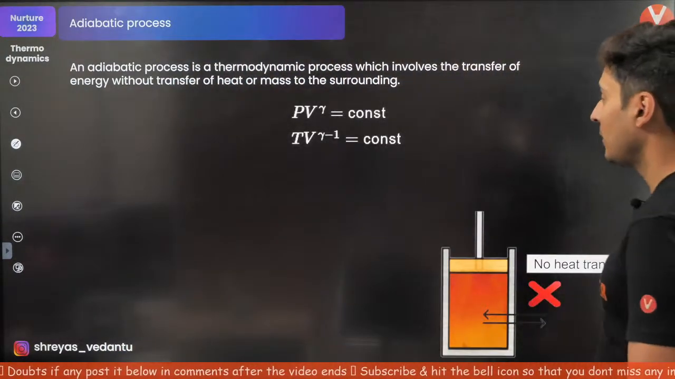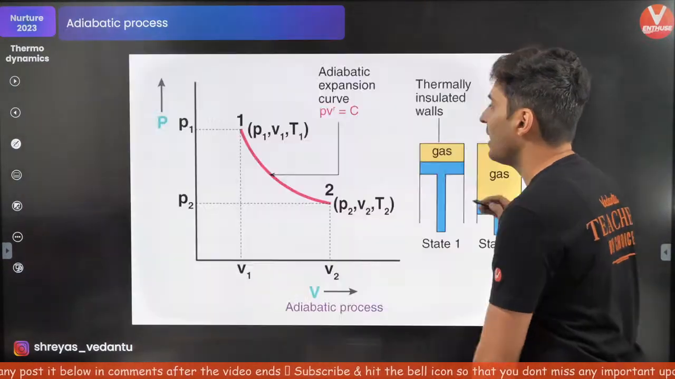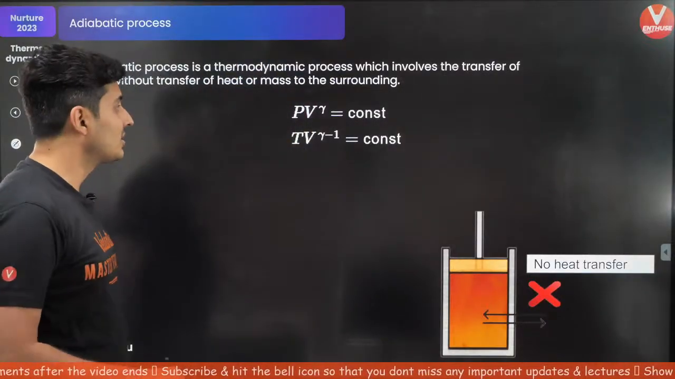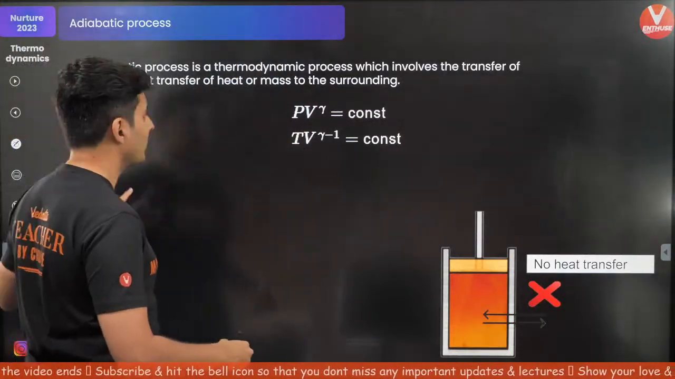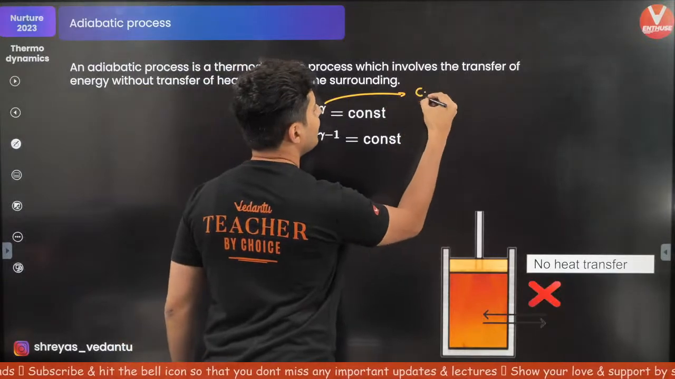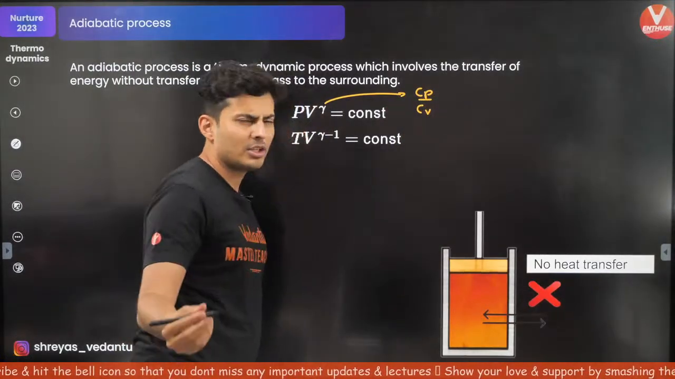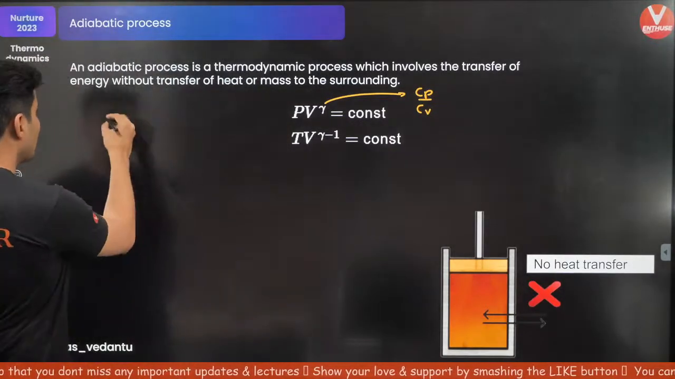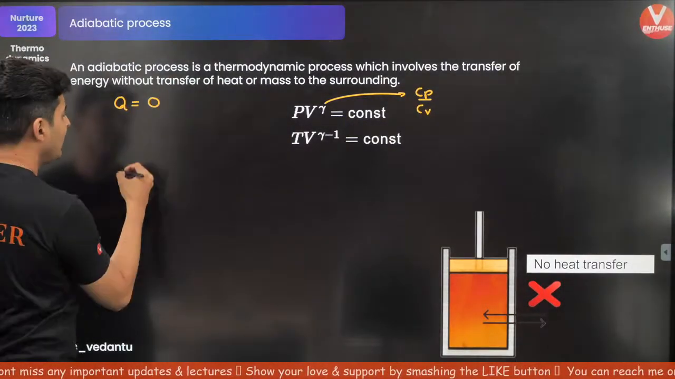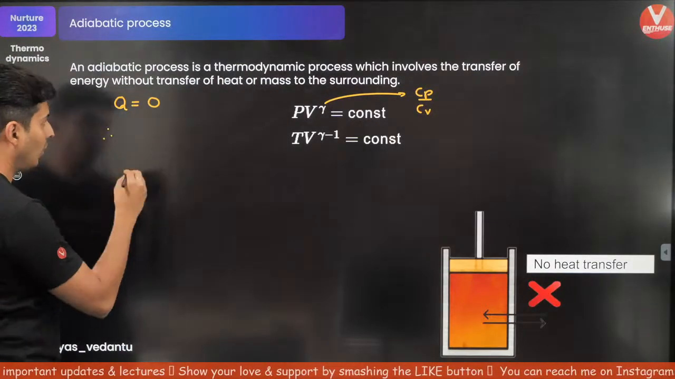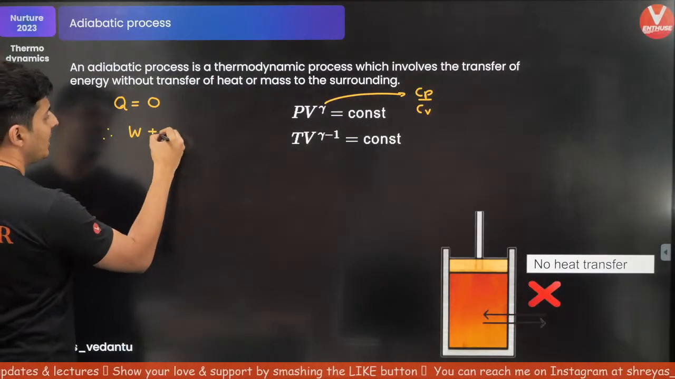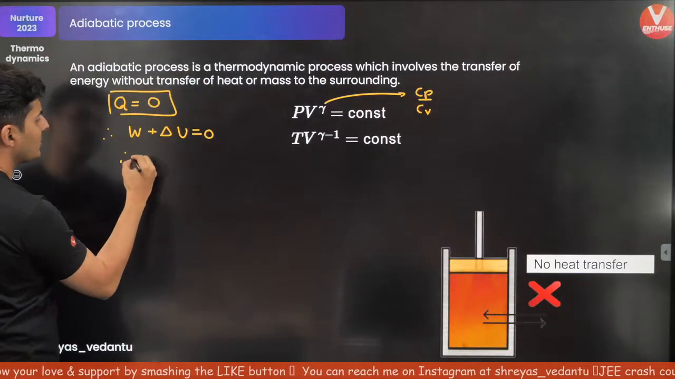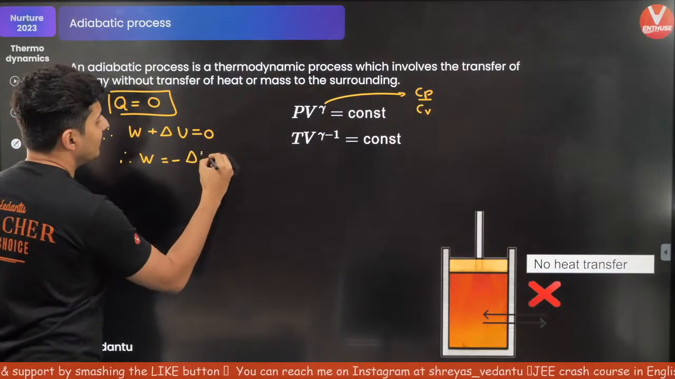And I can also say PV raised to gamma is a constant. Gamma is your Cp by Cv ratio, which you have studied back in kinetic theory of gases. This is constant. Q is of course 0. Therefore work plus delta U is 0. So Q is 0, work plus delta U is 0, and work is minus delta U.